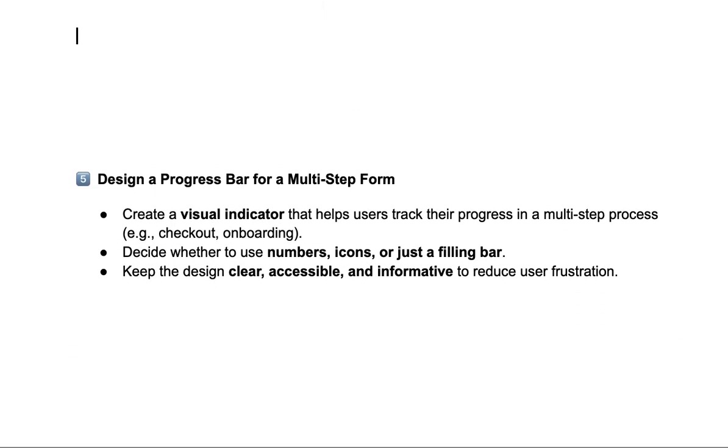And then design a progress bar from a multi-step form. And I mean, this is a bit prescriptive in terms of progress bar, but it could just be a progress indication system. But create some visual indicator that helps you track progress on a multi-step process. And it could be checkout, including selecting shipping. It could be an onboarding process for a club or a company. And decide how you're going to show progress, indicate progress across all steps. It could be numbers, icons, just a filling bar. And design clear, accessible, informative to reduce user frustration.